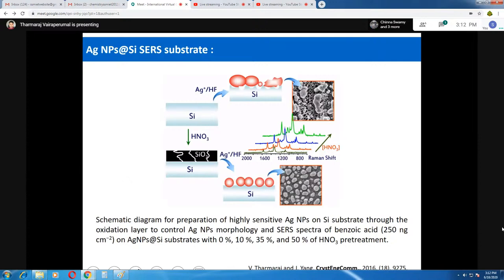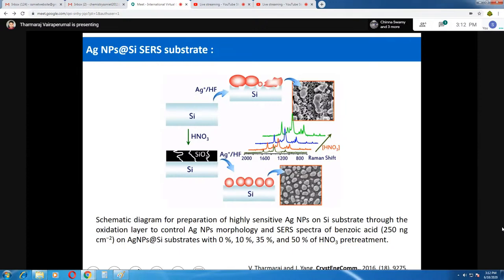It sacrifices and prevents the coagulation of the old silver nanoparticle and etching, and the silver nanoparticles are distributed uniformly on the substrate. We will enhance more than enhance the Raman signal to the power four.